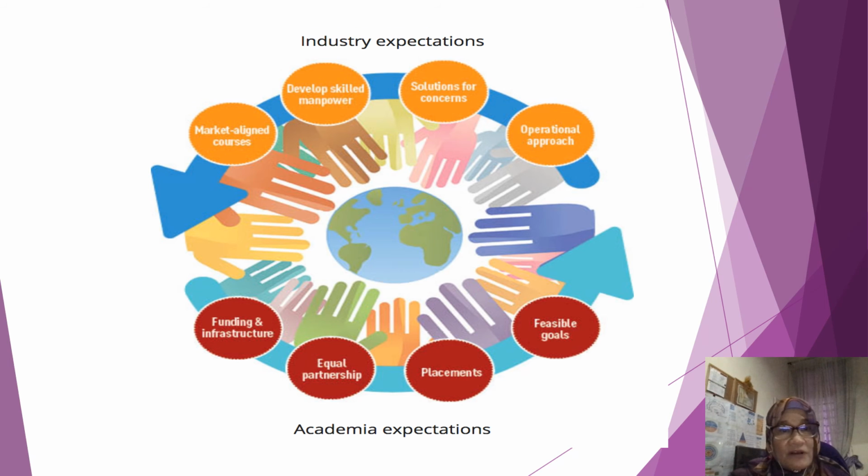Beautiful examples of industry engagement and university. From the institutions, we have funding and infrastructure, we have equal partnership with them, we get students coming in, we have goals, and then the industry will help. They are the ones who give us that, so that we can prepare students with market aligned courses. We will develop more skilled manpower. We have solutions for some of the problems that they have, and we can improve on our operational approach.